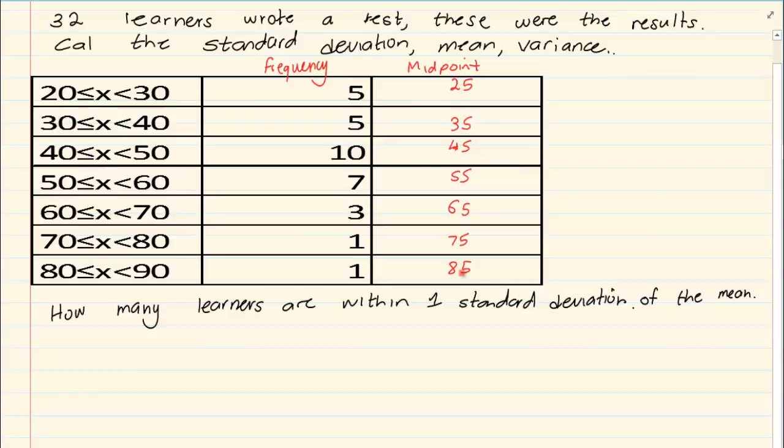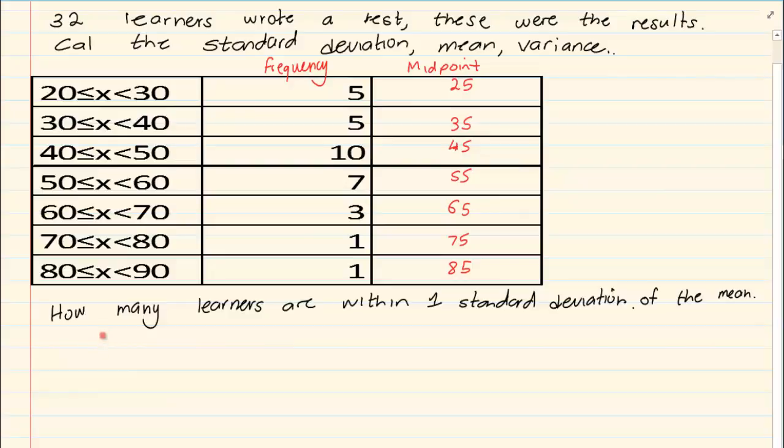Then you're going to go back up. And once you're by number 1, you press the right hand side button and now you're under frequency. Then you're going to press 5 equals, 10 equals, 7 equals, 3 equals, 1 equals, 1 equals. Then you're going to press AC, shift 1, number 4 for variance, and what are we looking for?